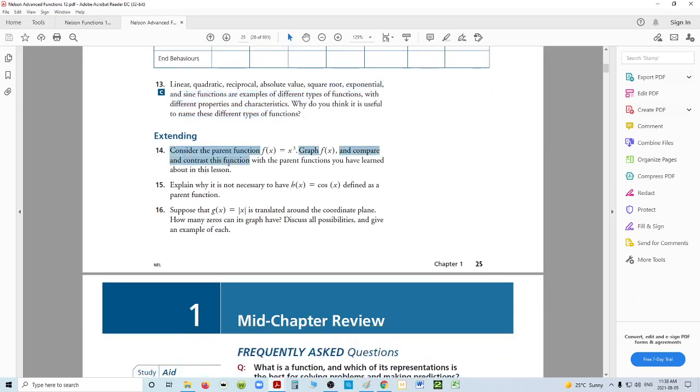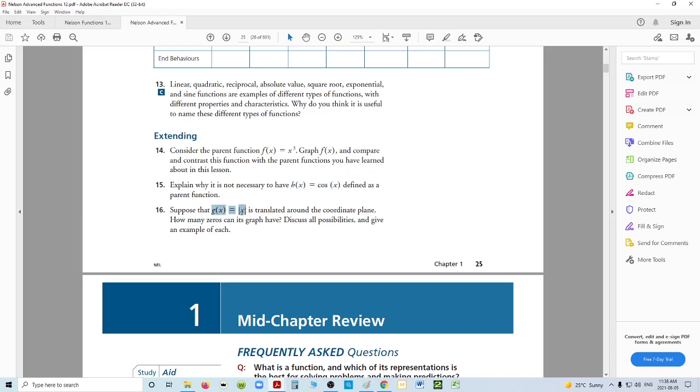Consider the parent function x cubed. Graph f of x and compare and contrast this function with the parent functions you have learned about in this lesson. So that's just asking you to study cubic, and it's very important actually. Explain why it's not necessary to have f of x equal to cos x defined as a parent function. Maybe because it's simply sine x that is phase shifted 90 degrees.